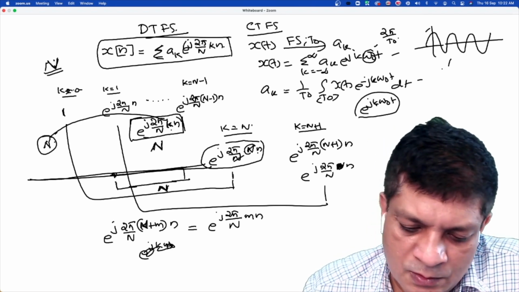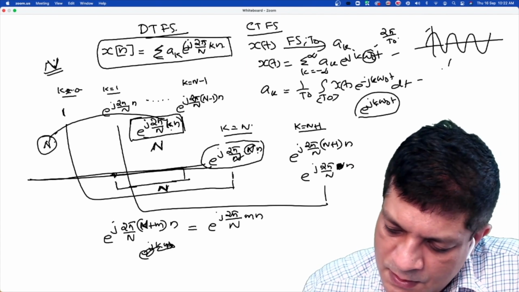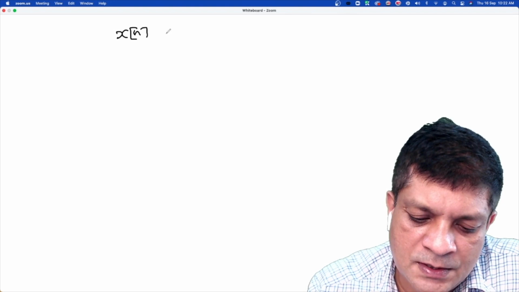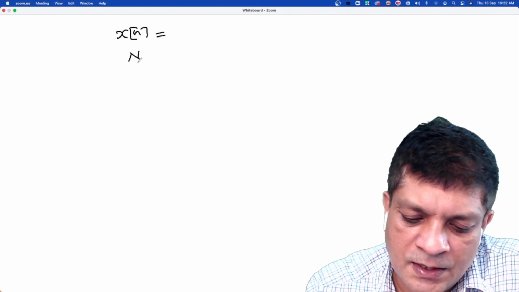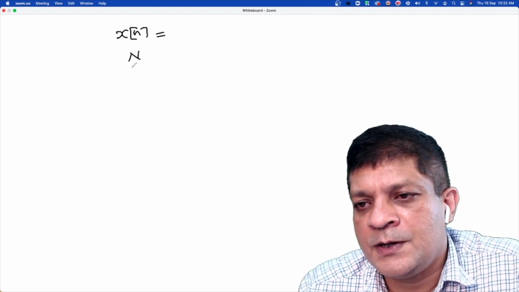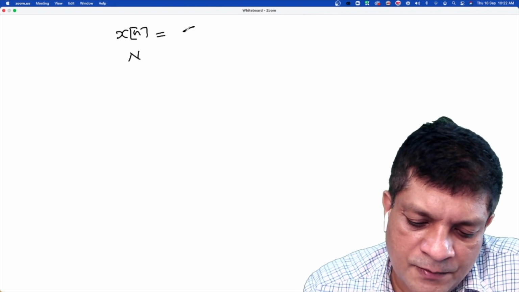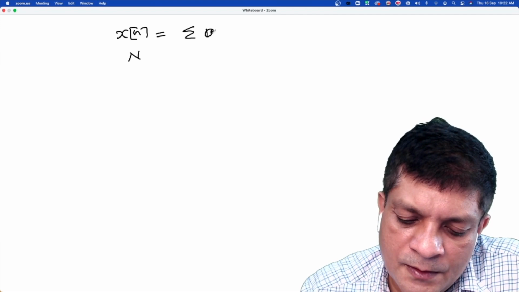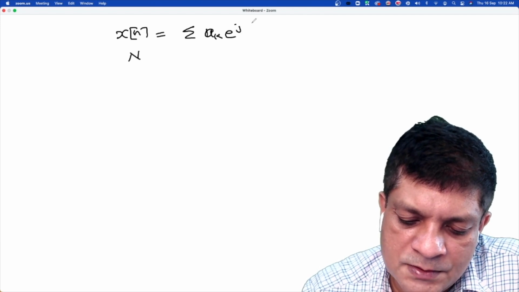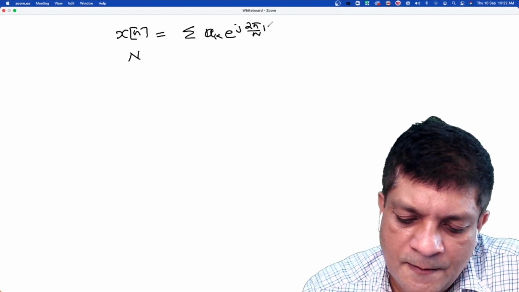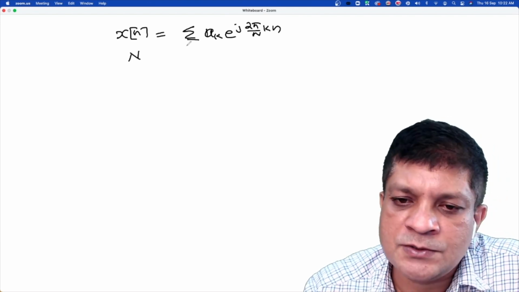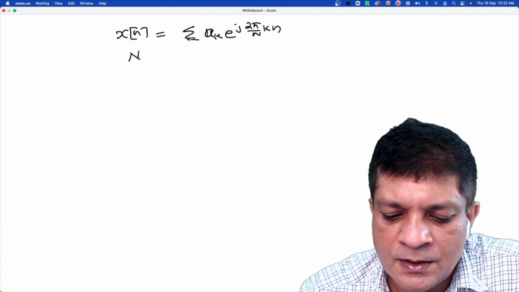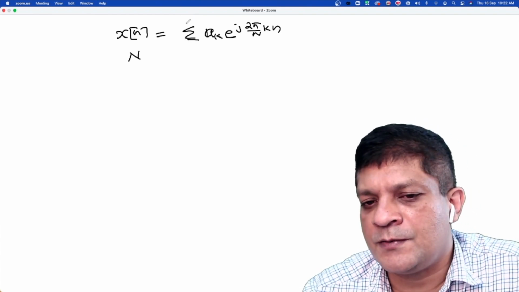Okay, so let me write that expression here. If we have a discrete time signal x[n], let's say N is the fundamental period of that signal, the Fourier series representation is the sum of a_k e^(j2πkn/N), and the summation is not from minus infinity to infinity. In the case of a continuous time signal, it is from minus infinity to infinity.